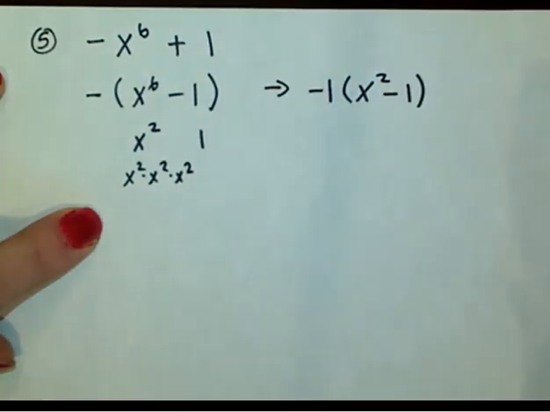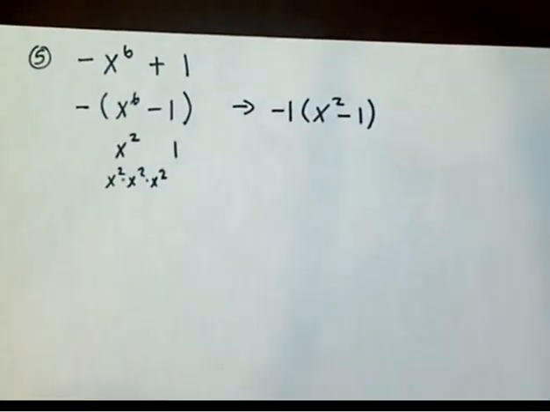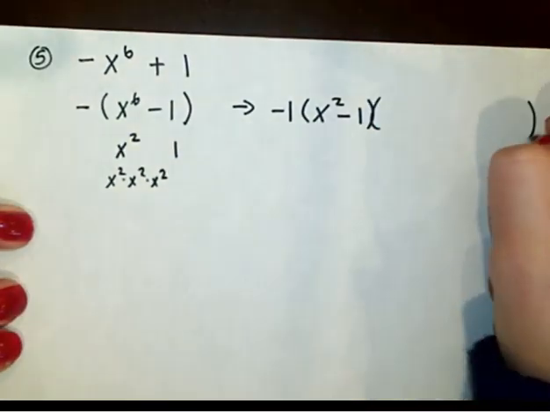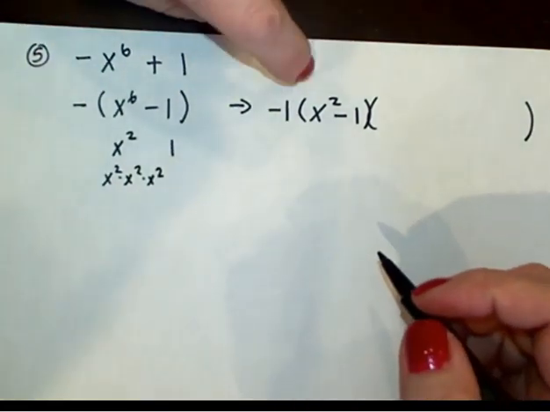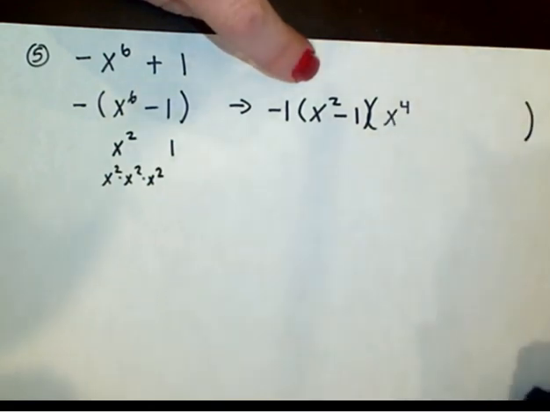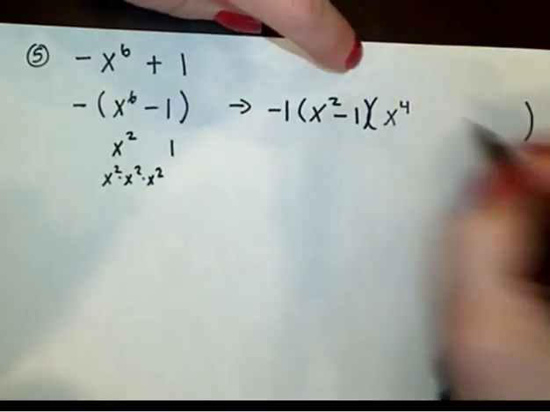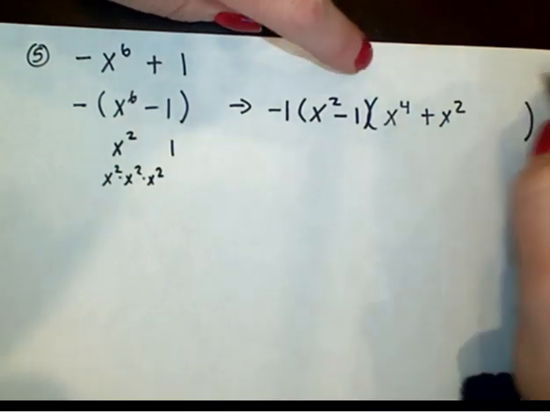Okay. Copy the first factor. Okay, let's do the second one. X squared times x squared is x to the 4th. X squared times 1, opposite product. 1 times 1.